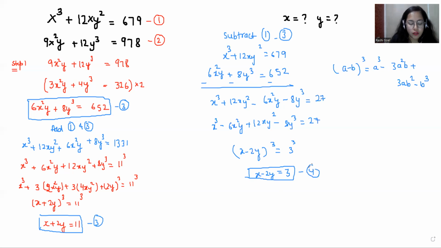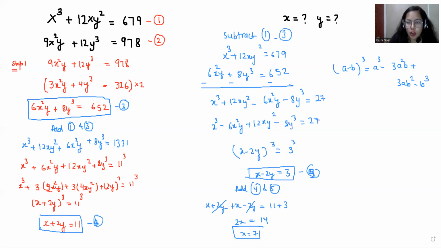With the help of equations 4 and 5, I can find the value of x and y. So if I'm adding equation number 4 and 5, I get x plus 2y plus x minus 2y is equal to 11 plus 3. I can eliminate the positive 2y with the negative 2y. So 2x is equal to 14. So x is equal to 7.